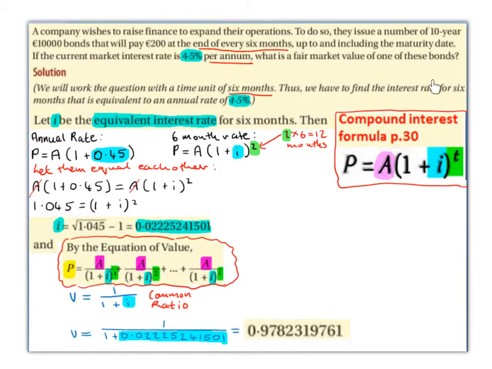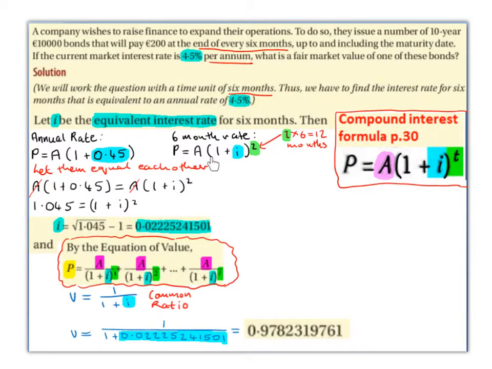Thus, we have to find the interest rate for 6 months that is equivalent to an annual rate of 4.5%. So again, we're going to use the compound interest formula from page 30, which is P equals A times (1 + I) to the power T. So we're going to let I be the equivalent interest rate for 6 months. Then the annual rate is P equals A times 1.045, that is the 4.5%, and the 6-month rate is going to be P equals A times (1 + I) to the power of 2, because 2 times 6 is 12 months, which is a year.